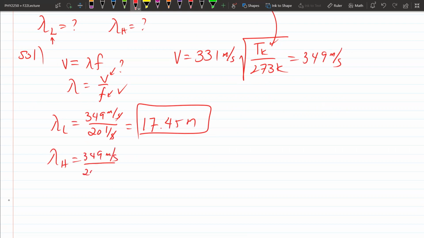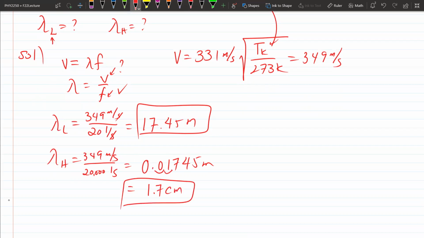20,000 in the bottom instead, so 349 divided by 20,000. This has a wavelength of 0.01745 meter, or in other words, about 1.7 centimeter. So that's the wavelength of sound at high frequency for human hearing.